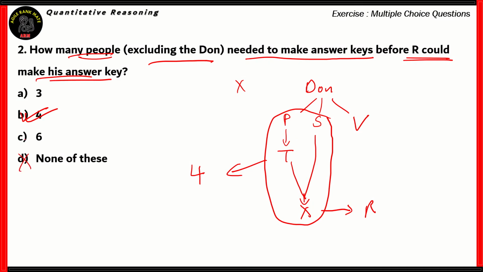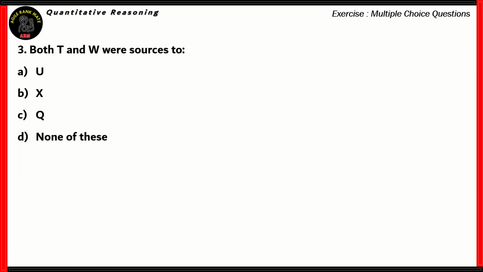None of these is incorrect. 6 is a lot higher, and 3 is also not true, because we need P to create T, and we need S and T to create X. So that's a total of 4 answer keys. So therefore, the right answer is option B, 4, for question number 2.